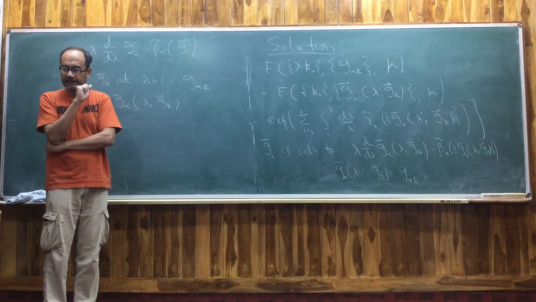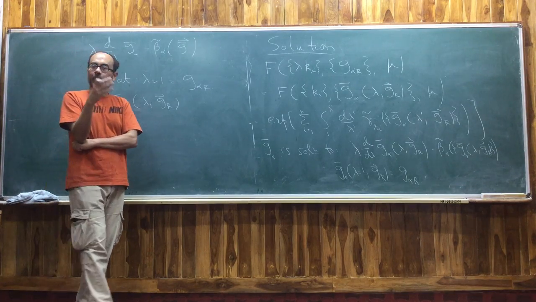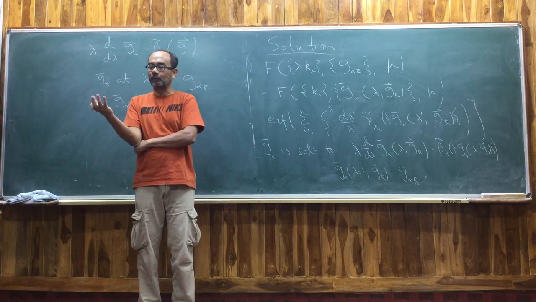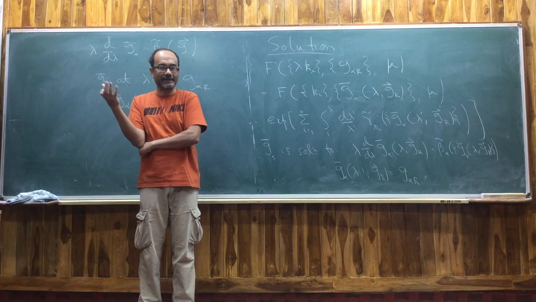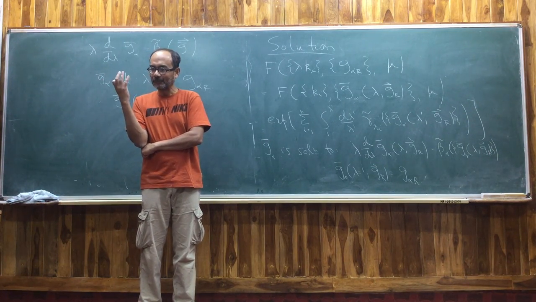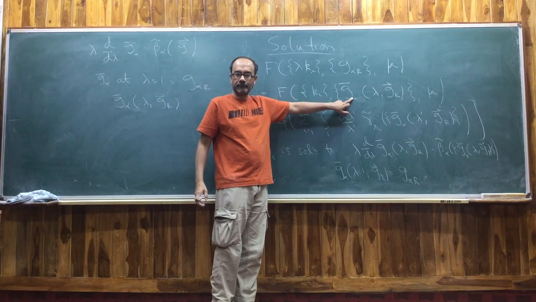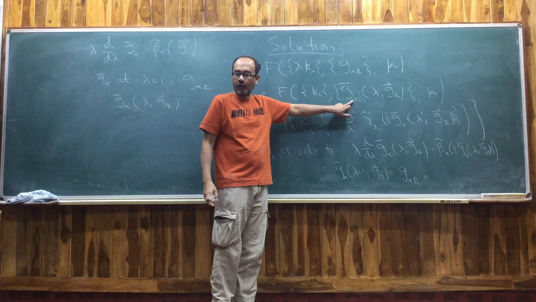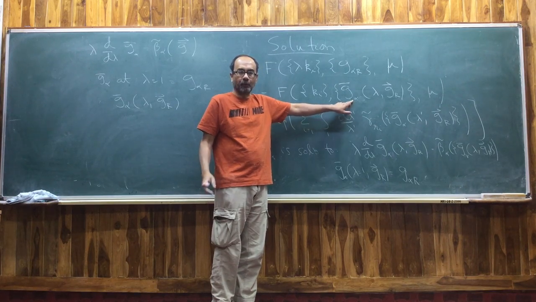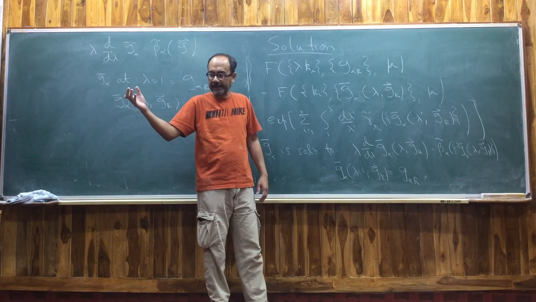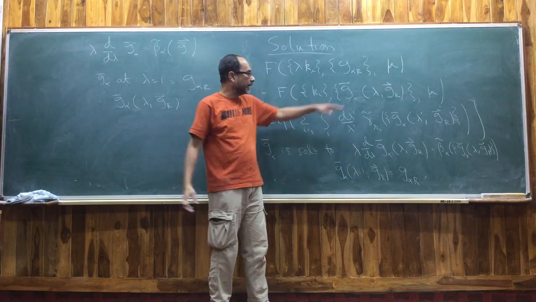Is this okay? See, this doesn't look like too much of a simplification, because after all, at lambda equal to 1, you have to do the calculation anyway, right? So why does it help us? It helps us if for large lambda this is small. You see, if for large lambda this is small, that means that you don't have to go too high in the order of the expansion, if the coupling constants become small at large lambda.